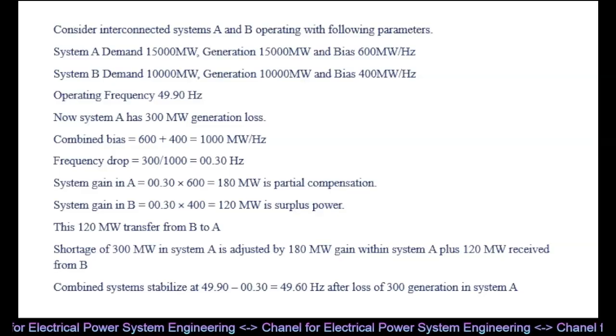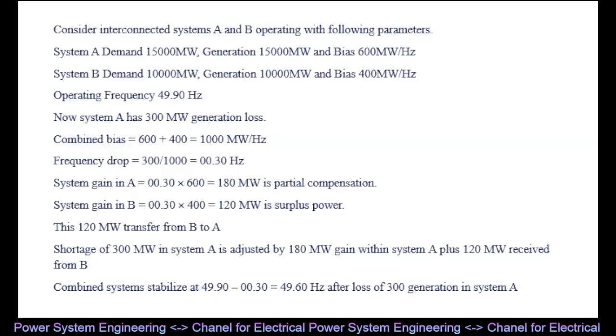The shortage of 300 megawatts in system A is adjusted by 180 megawatts gain within system A plus 120 megawatts received from B. Combined systems stabilize at 49.90 minus 0.30, which is equal to 49.60 Hz after the loss of 300 megawatts generation in system A.